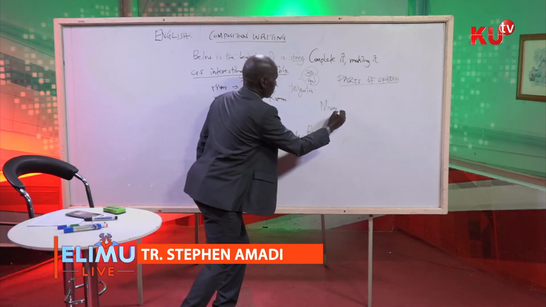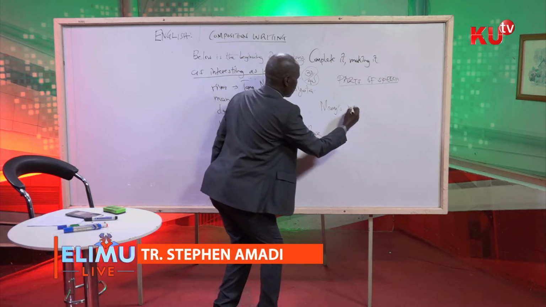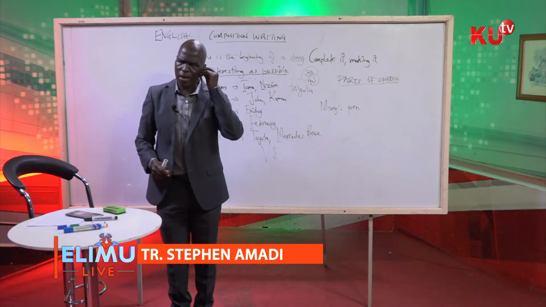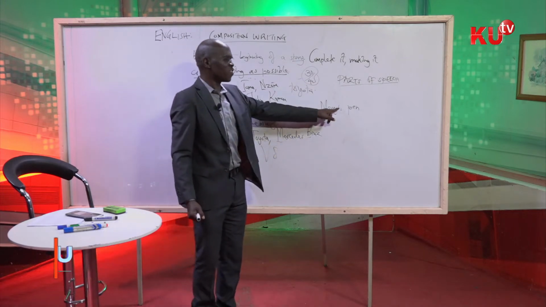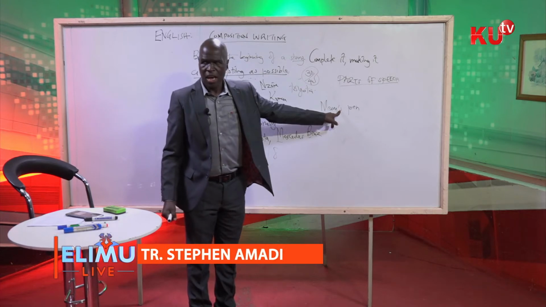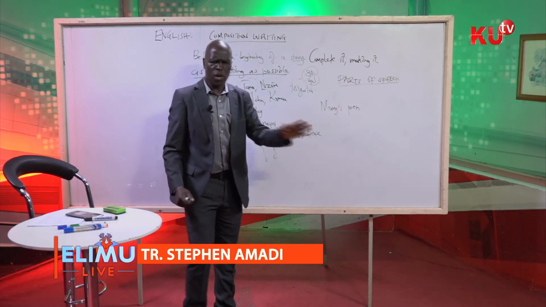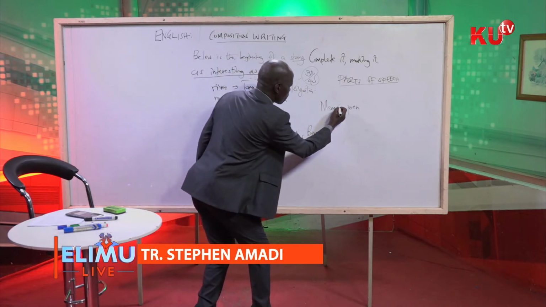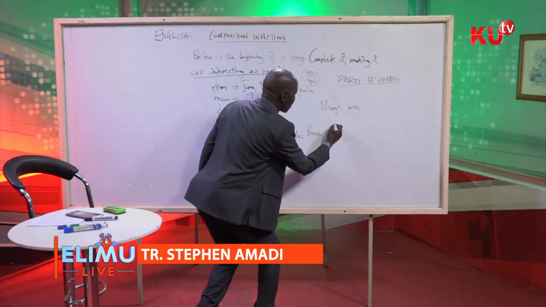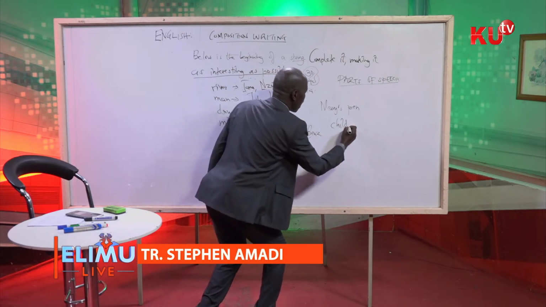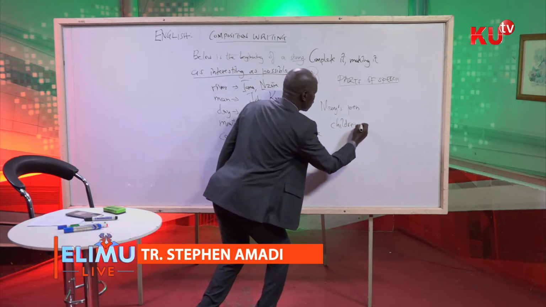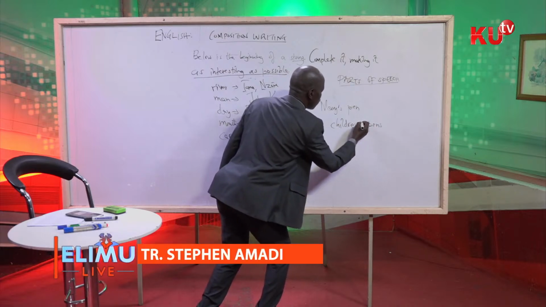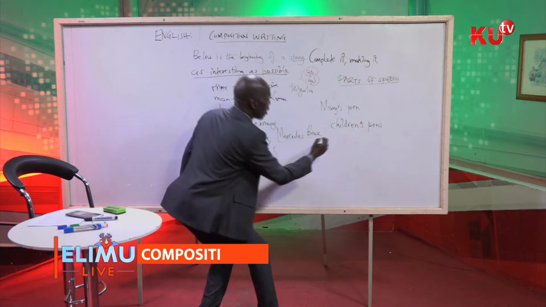Mary's pen. Now, this is where the majority of our candidates fail because they simply ignore this apostrophe. It's very important. I want you to ensure that anytime you write such, you place it. And you must know where and when to place your apostrophe. Children's pens. You must know where to place it.